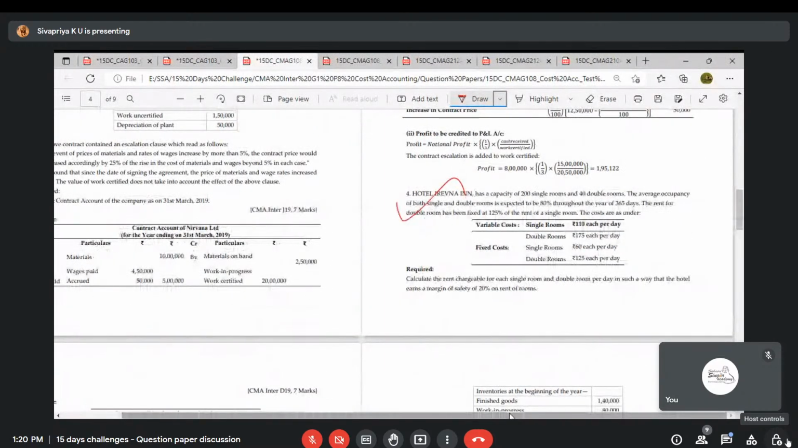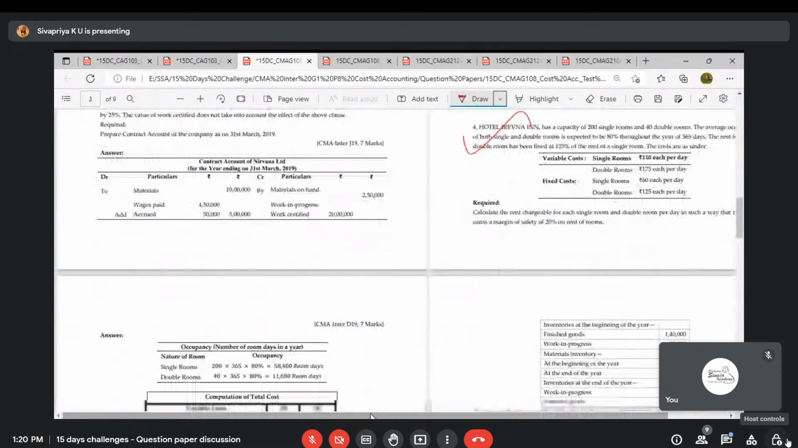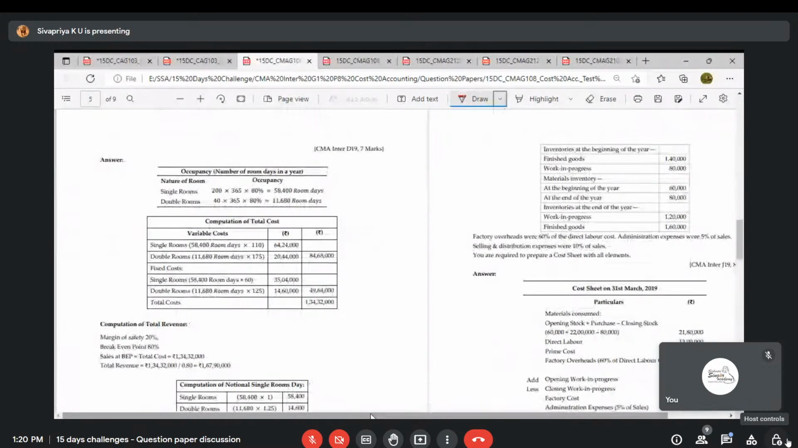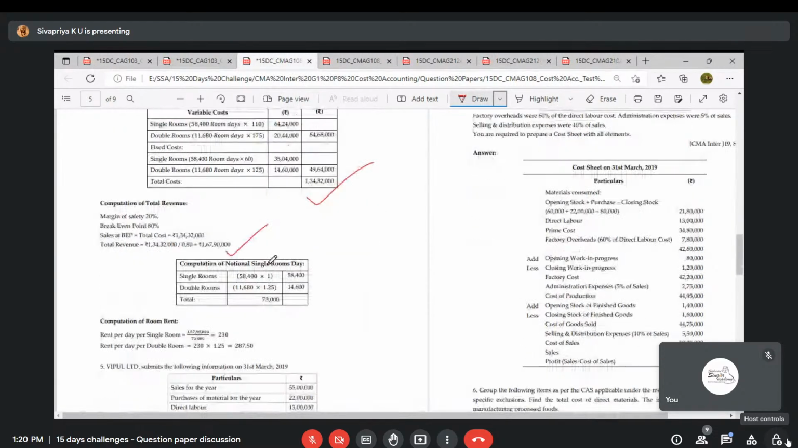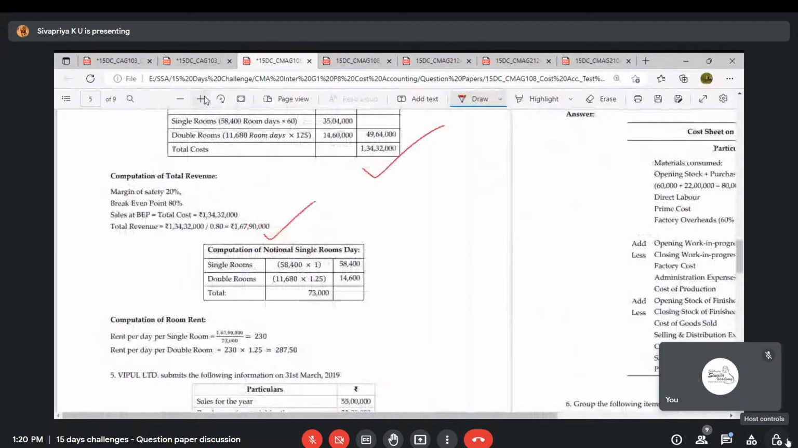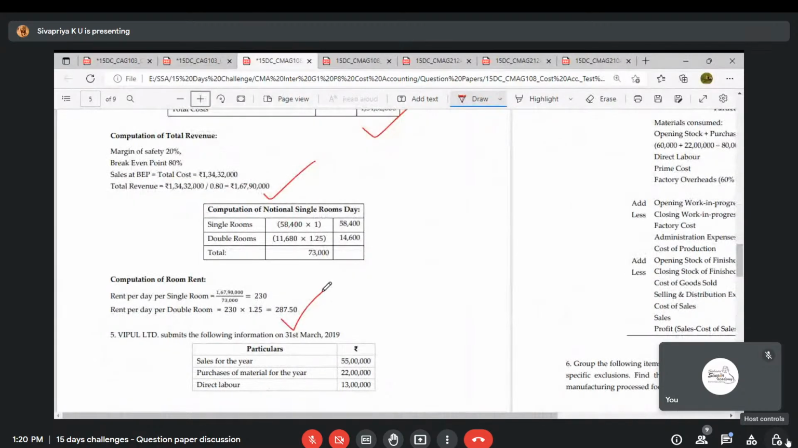Question number 4. We have already worked out this sum in a test. So occupancy, room occupancy, single room and double room, and computation of total cost. It is 1,34,32,000. And computation of revenue 1,67,90,000. And computation of room rent, it is 287.5.